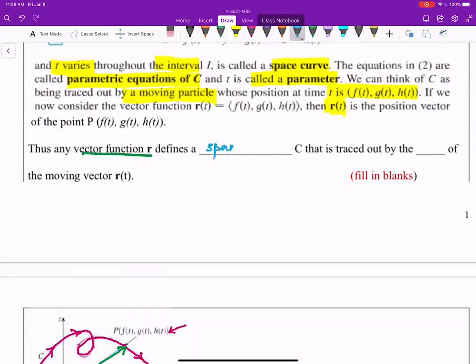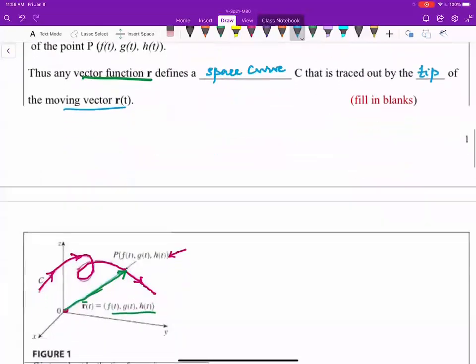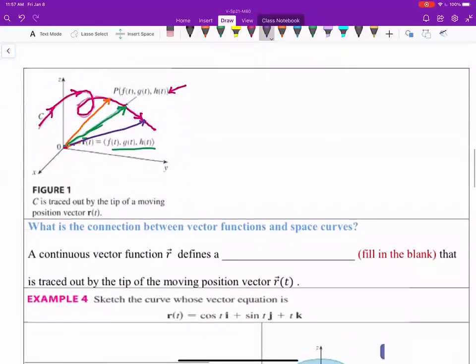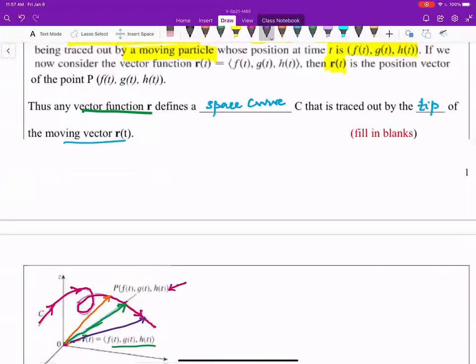So a vector function can be thought of as a space curve that is traced out by the tip of the moving vector r of t, which is clear from the picture. If you consider a different time, this will be the radius vector. If you consider another time, this will be the radius vector and so on. So the tip of this moving vector traces out the space curve. When you say vector function, you have to imagine that to be a space curve.